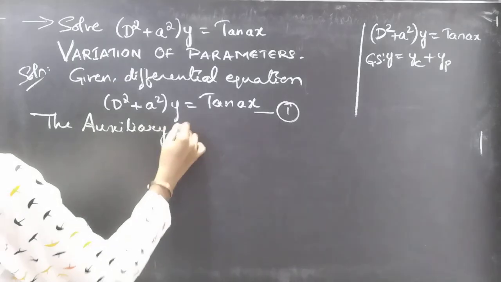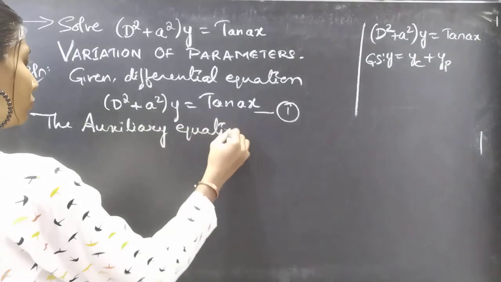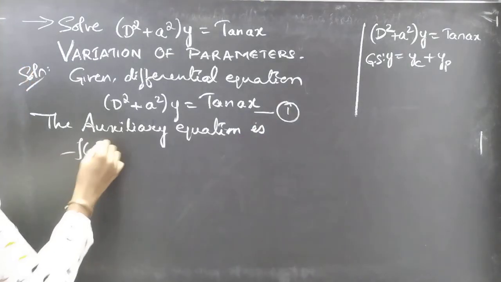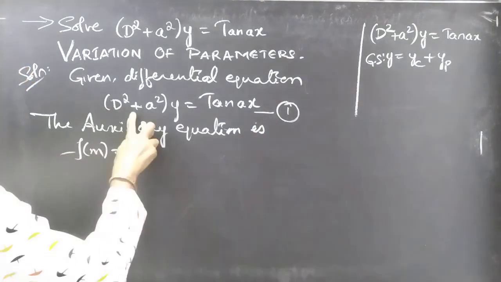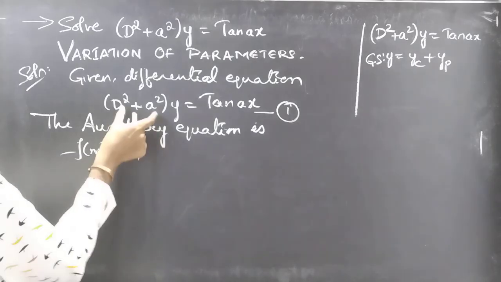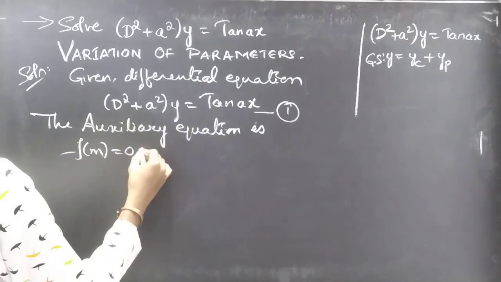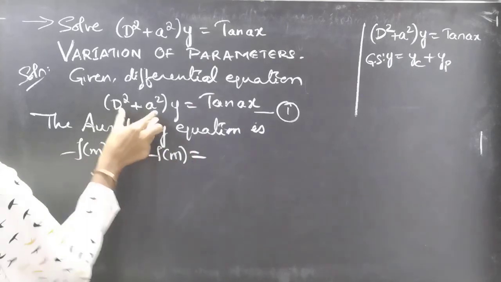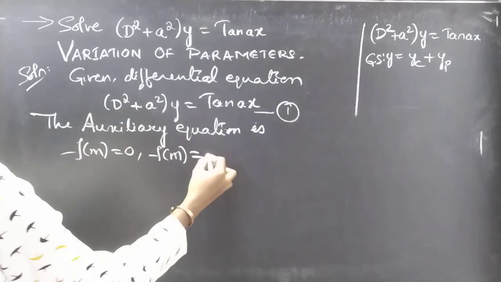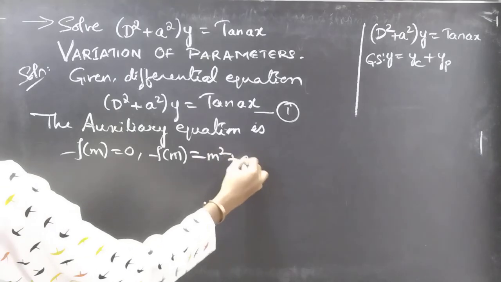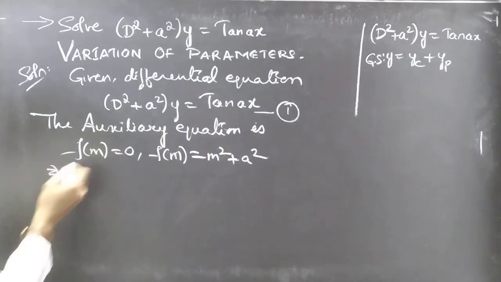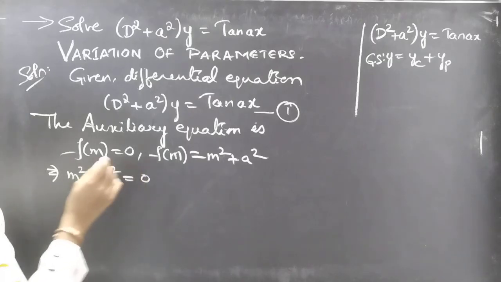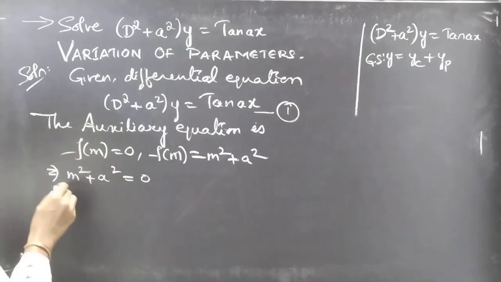The auxiliary equation is f(m) = 0. So from this equation we will get f(D), which is D² + a², right? So from the above equation we will get f(m), just replace the differential operator D with m, we'll get m² + a². Then this equation becomes m² + a² = 0, which is our auxiliary equation to our problem.